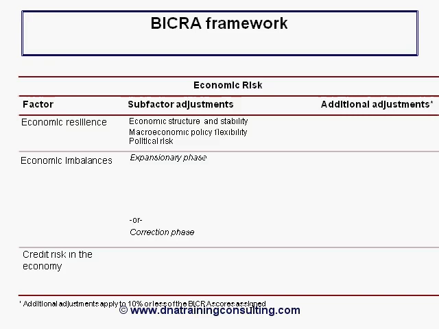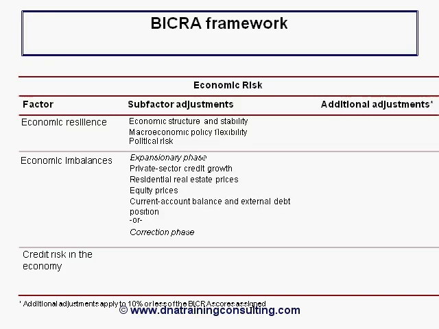For the former, 4 subfactors are listed: private sector credit growth, residential real estate prices, equity prices, and the current account balance and external debt position. For the latter, i.e. for economies in a correction phase, only a single subfactor is listed, namely the expected impact on the banking sector.